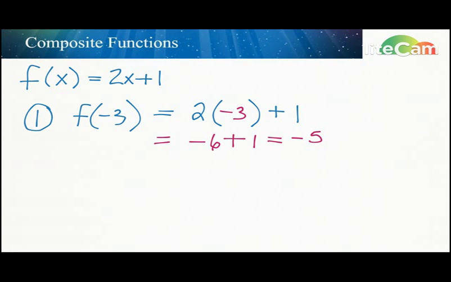Okay, now, what if this problem actually looked like this? What if I said that the problem was 2 times f of -3? You would still find f of -3, but you would have a 2 in front of it. So your answer would be -10.